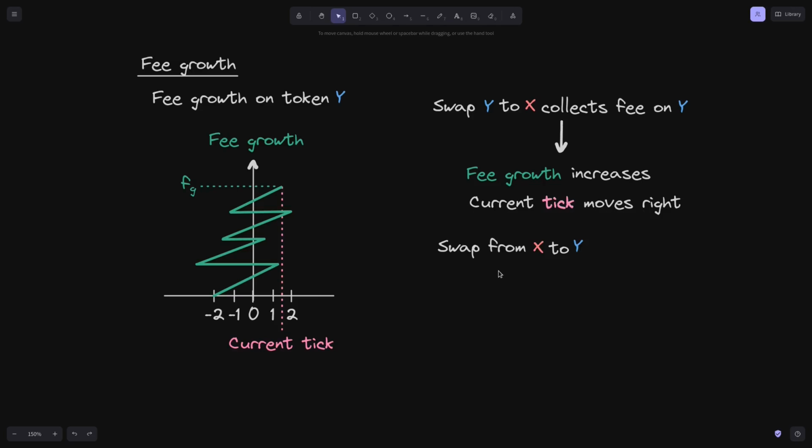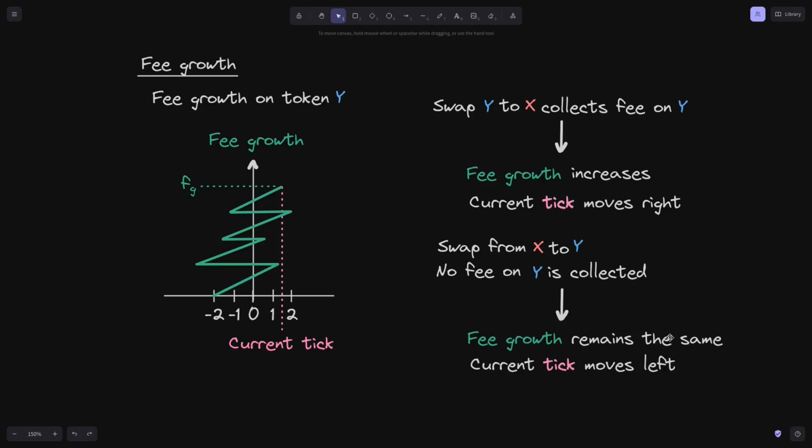On the other hand, what happens if we do a swap from token X to token Y? Since there's no fee collected on token Y, fee growth will remain the same. However, the current tick will move to the left. And you can see this illustrated when we do a swap from token X to token Y. For example, here, we can see that the fee growth remains the same. And the same for over here and over here. There was a swap from token X to token Y. However, no fee was collected on token Y, so fee growth remained the same. So this is how I would visualize fee growth.